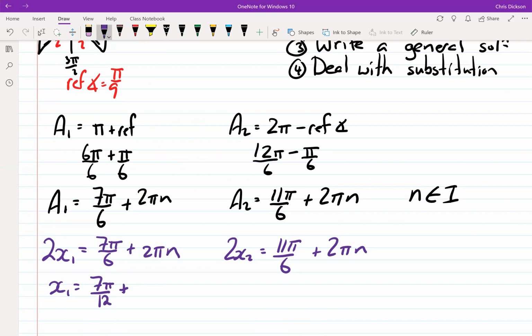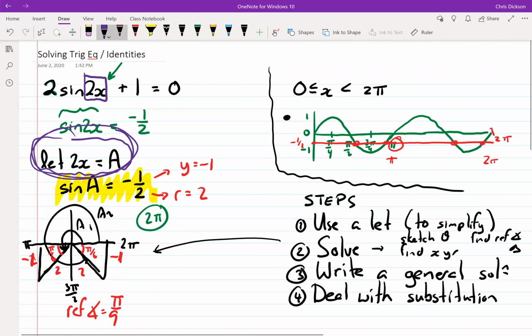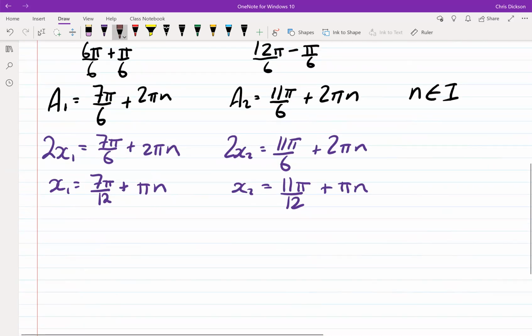And then the period now is also halved. So 2 pi divided by 2 is pi n. And then x2 is 11 pi over 12 plus pi n. So I'm just dividing all the original answers by 2. And the reason for that is that the question, its period was pi. It was half the size of this one. Okay, so the period's different here. So there's my angles x1, x2.